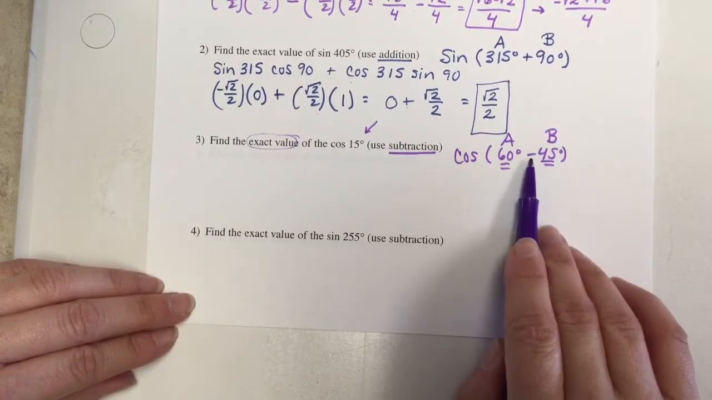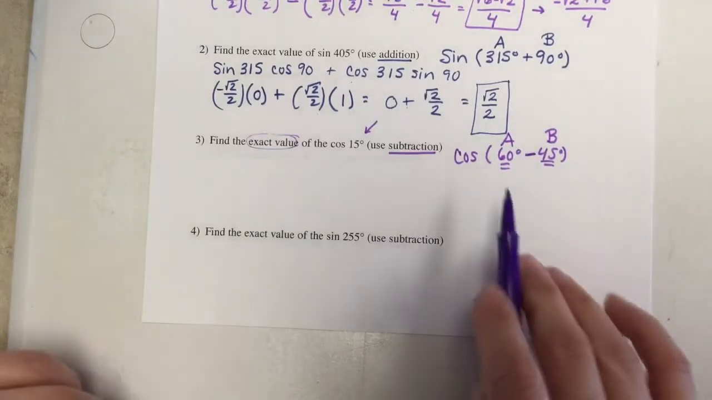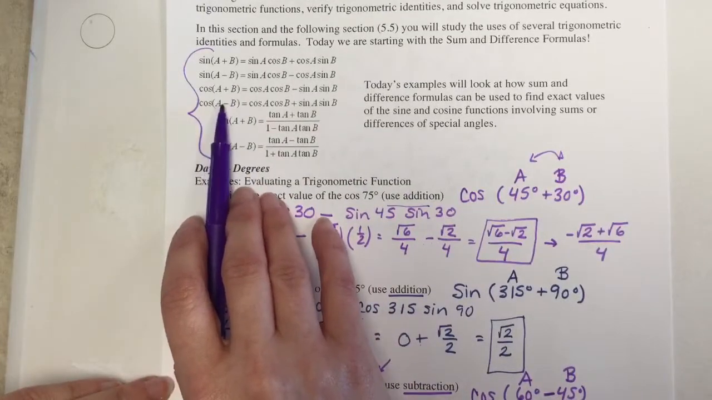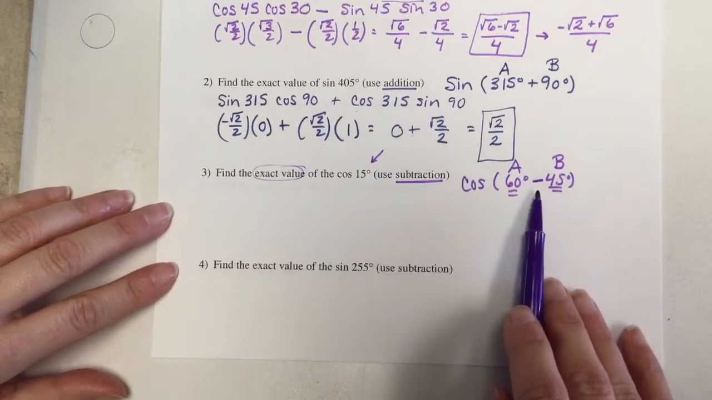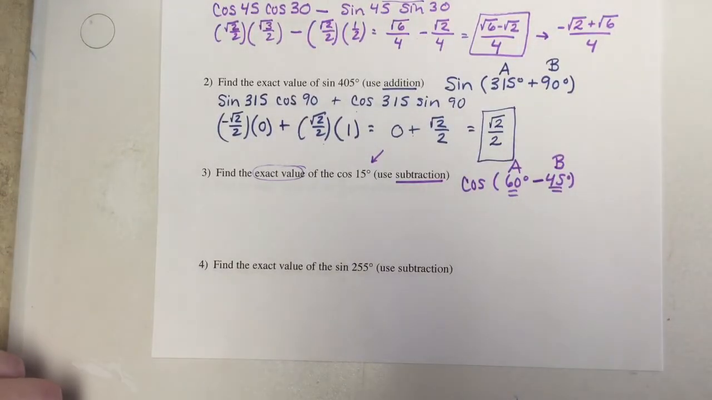The minus, what that's telling us is that we are looking at a difference formula. So when we look up here, I have to have cosine of A minus B. So the minus sign just helps us to figure out which formula to use. It is not tagged on to the 45 degrees.